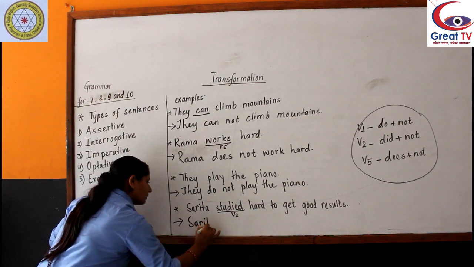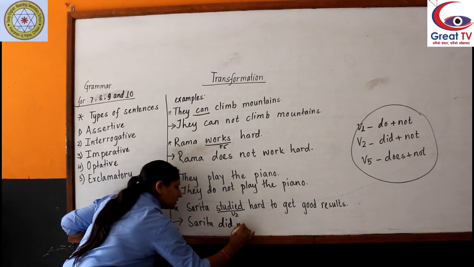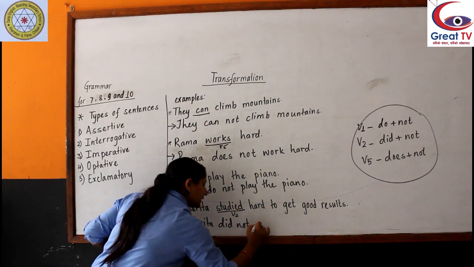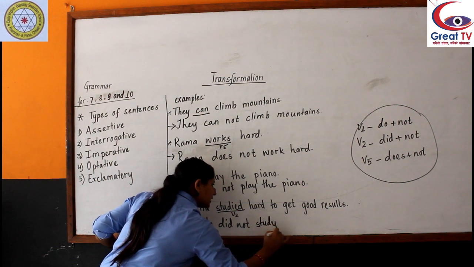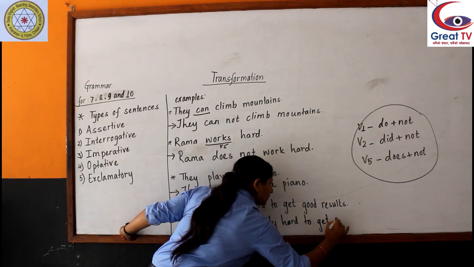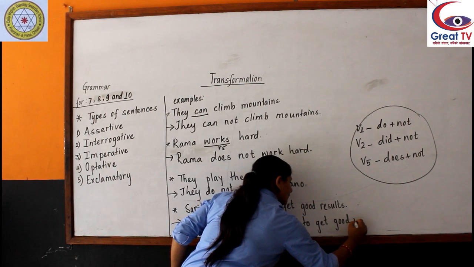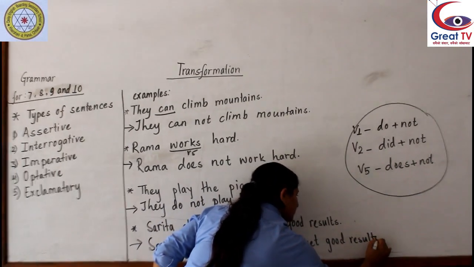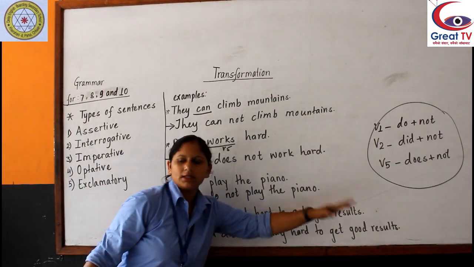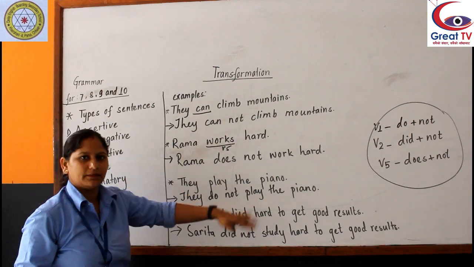Sarita, since it is V2, did plus not, did not. Now this V2 changes into V1, study, S-T-U-D-Y. Sarita did not study hard to get good results. Okay, this is how we change into negative.